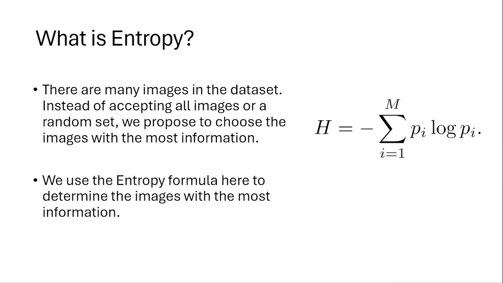Basically we use this formula here called the entropy formula, and this formula will give a value to say how much information the image possesses. Okay, and when we say information, that means how much distinct features it has that makes it stand out, so to speak.